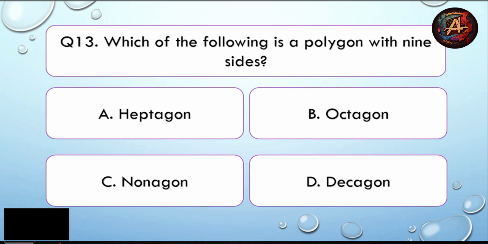Which of the following is a polygon with 9 sides? Is it A, heptagon, B, octagon, C, nonagon, or D, decagon? I'll give you 5 seconds to think about your answer.